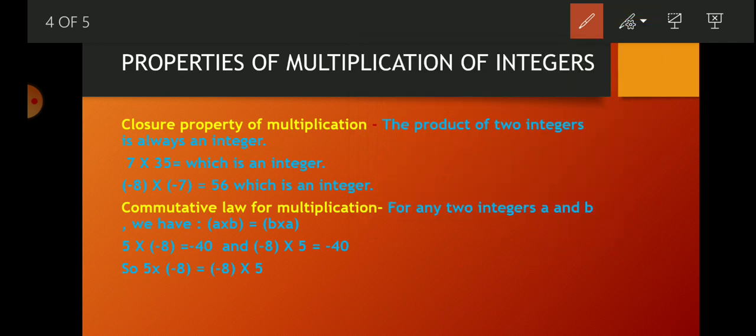The second property is commutative law for multiplication. For any two integers a and b, we have a multiplied by b is equal to b multiplied by a. It means if we have two integers like 2 multiplied by 3, these both are integers, so the answer is 6. And when I change the order of multiplication, the answer will also be the same. This property is known as commutative law for multiplication.